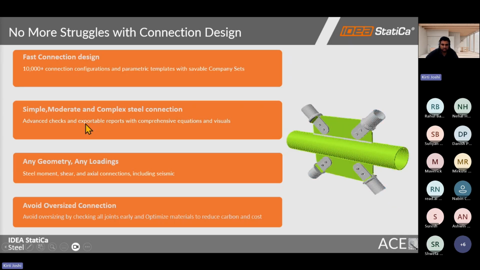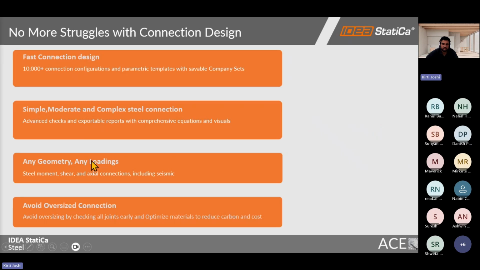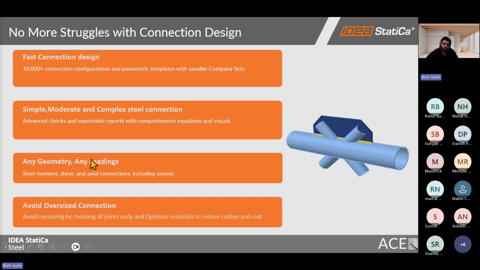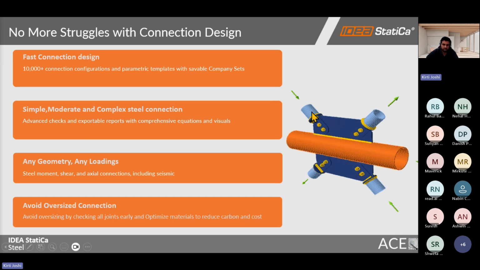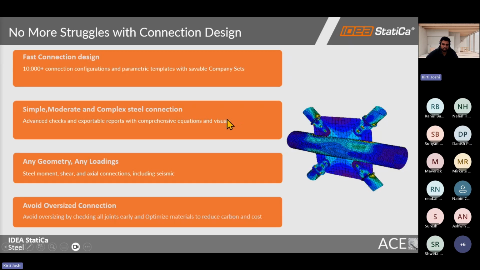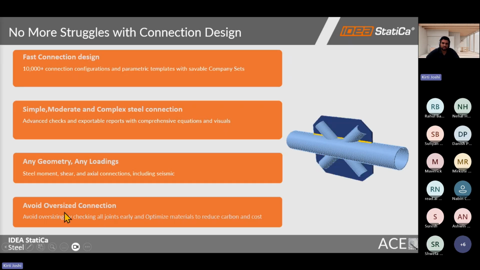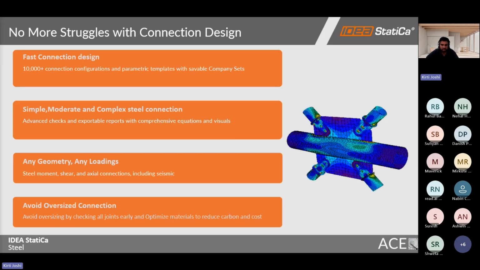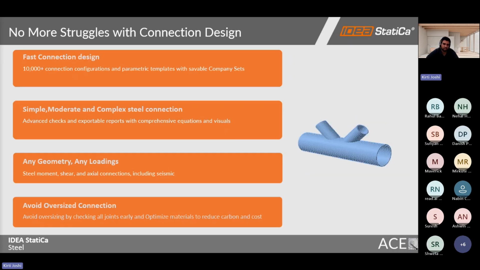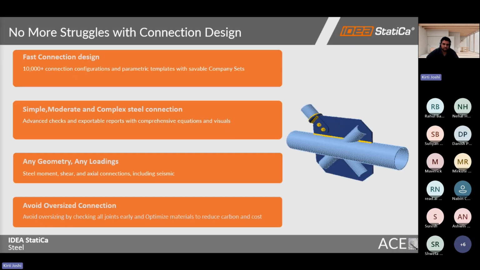So next, it also handles everything from simple to very complex connections like we discussed, and we get all the advanced details along with the exportable report that may include all of your limit state checks, and it handles any geometry or any type of loading, whether it is moment, shear, axial or seismic connection. And most importantly, you can see it helps us to avoid oversized connections. By checking the joint early in the design stage and trying out different options, we can optimize the material usage and reduce unnecessary steel, and it can ultimately save cost and carbon.